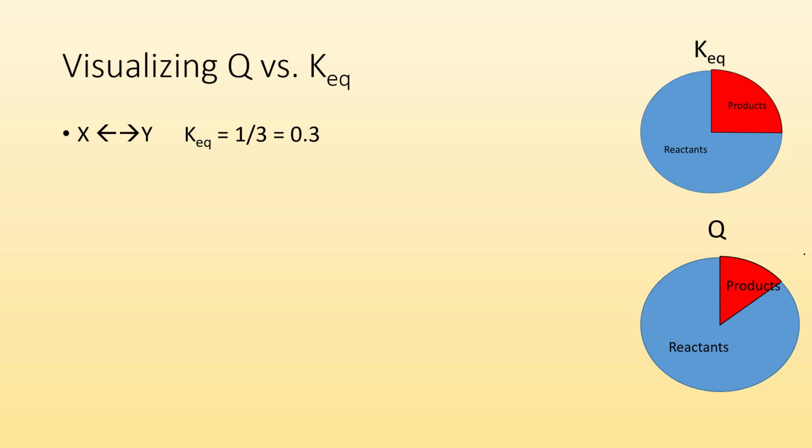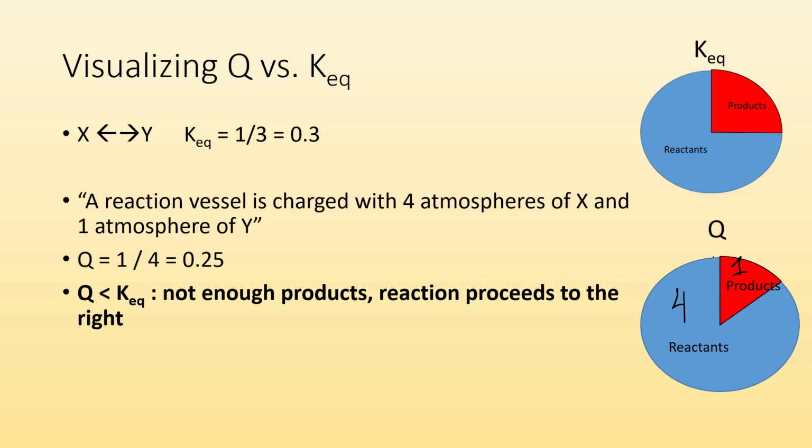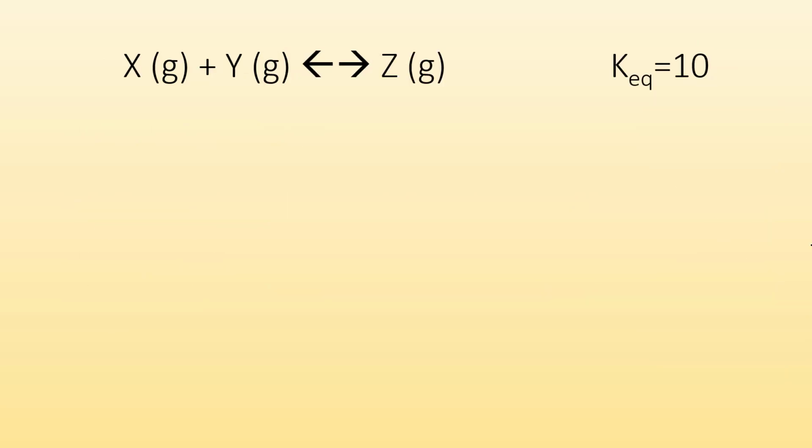All right, what about the same equilibrium but a different setup? A reaction vessel is charged with 4 atmospheres of X and 1 atmosphere of Y. So now it's a 1-to-4 ratio. If I plug in my Q, it's going to give me 0.25. Now Q is less than KQ. You can see visually that I don't have enough products in my initial setup. So I'm going to have to use up some of those reactants and make more products. So Q versus KQ is telling me that I'm going to have to proceed to the right to make more products.